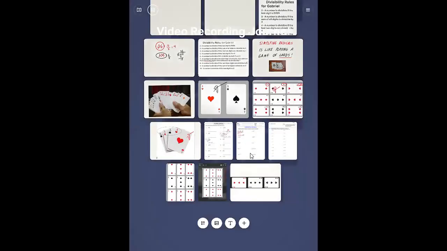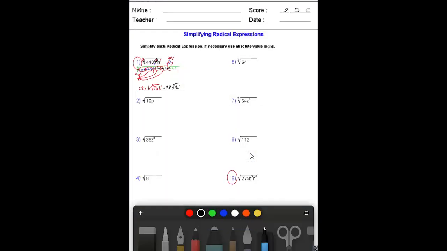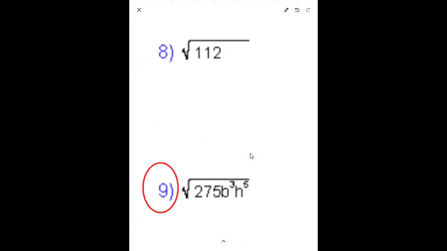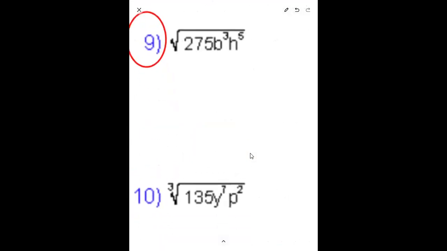I'm going to do one more, and then I'm going to shut this down and post it to my channel. Okay, so let's bring this up. So we've got the square root of 275 b to the 3rd power, h to the 5th power. We're going to need to factor the prime factors of 275.